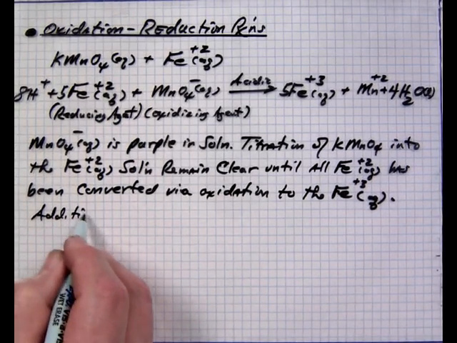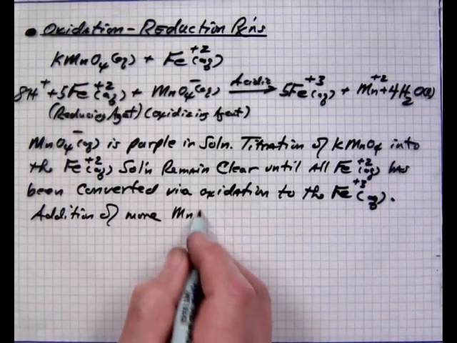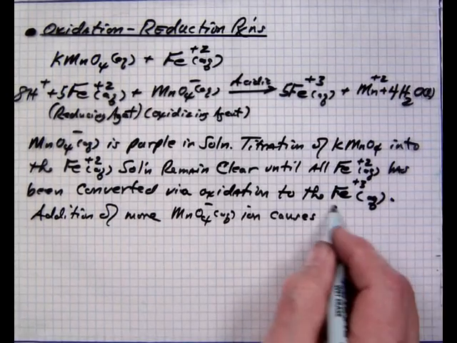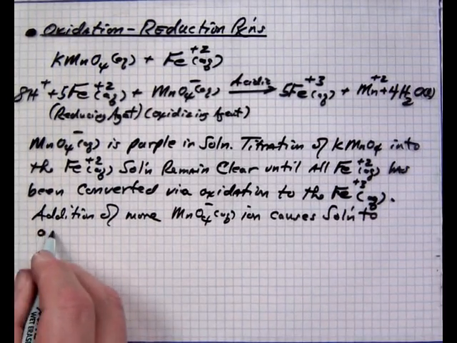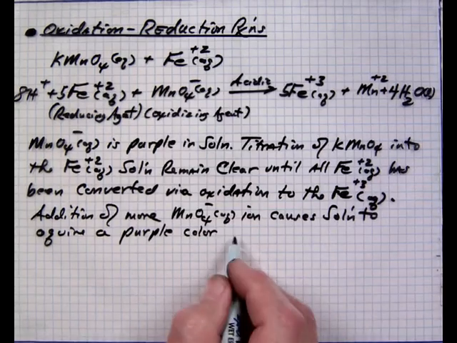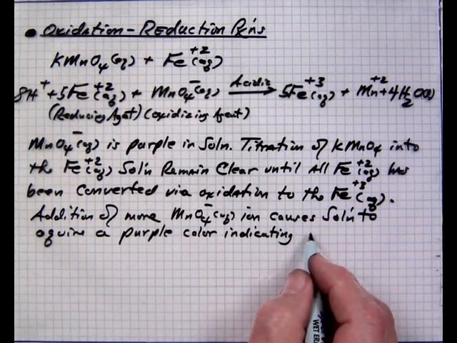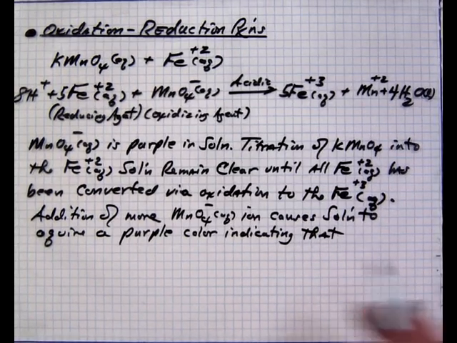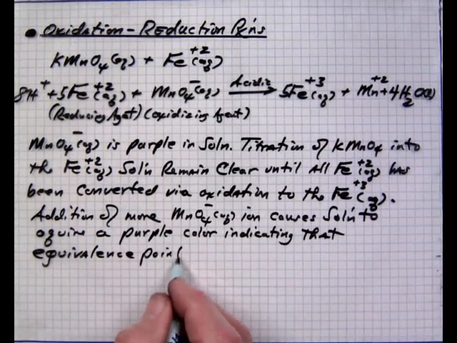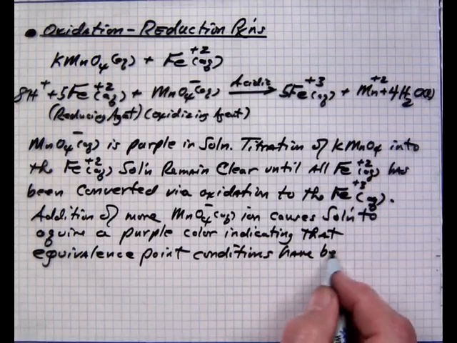Addition of more MnO4 minus aqueous ion causes the solution to acquire a purple color, indicating that equivalence point conditions have been achieved.